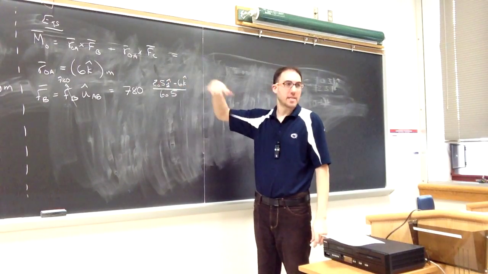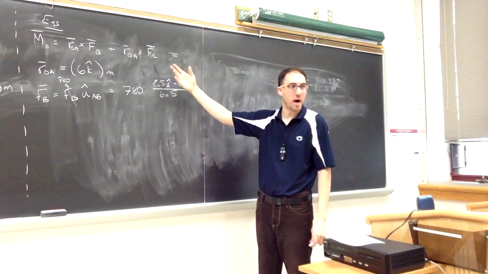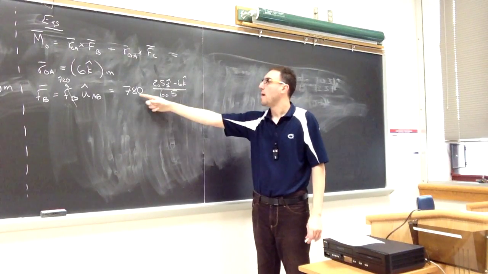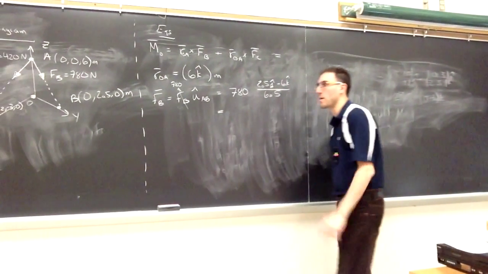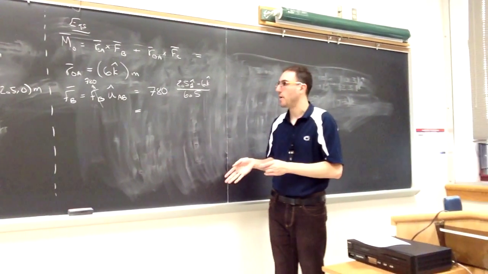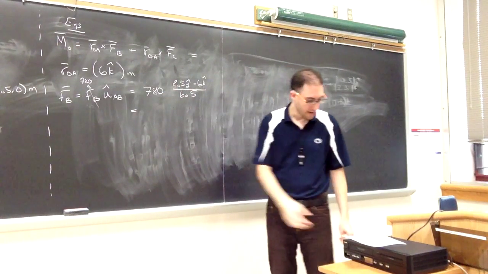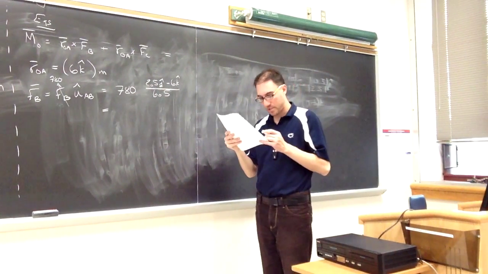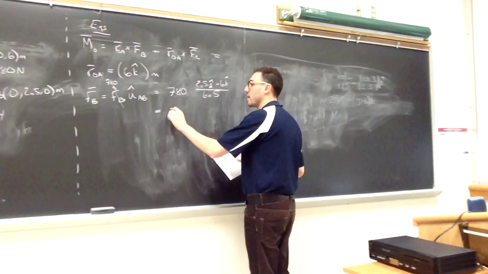Or as a separate step, we can just write unit vector AB like we have in the past. I kind of combined a couple things in this example. But 780 times this is going to give us in component form the ijk components of FB. So 780 times 2.5j over 6.5 is going to give us, for force B, 300j.